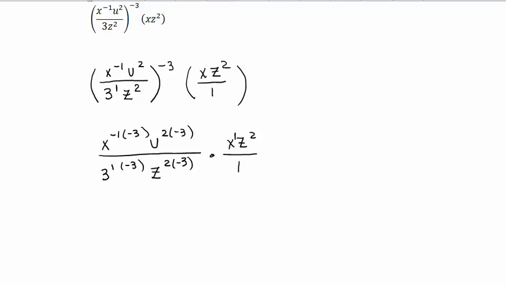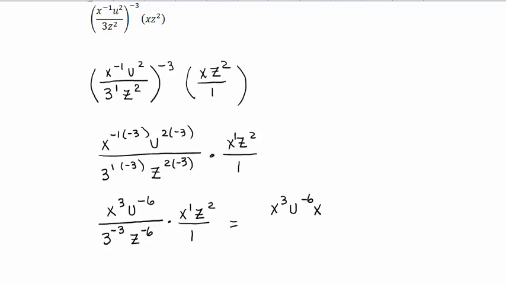Okay, so let's go ahead and simplify. I have x, negative 1 times negative 3 is a positive 3. U, 2 times negative 3 is a negative 6. 3 to the negative 3, z to the negative 6, times x to the 1, z squared all over 1. And because this is just all straight multiplication, let's go ahead and put everything on top together. Z squared all over 3 to the negative 3, z to the negative 6.